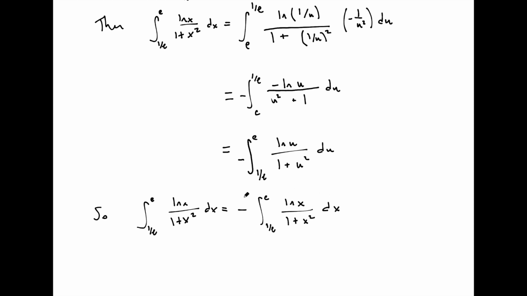How do we do that? I would add this term to both sides. And when I do that, I would have the integral plus the integral, which is 2 times the integral from 1 over e to e of the integrand. And this equals 0. Divide by 2, and we're done. The integral that we started with is 0.